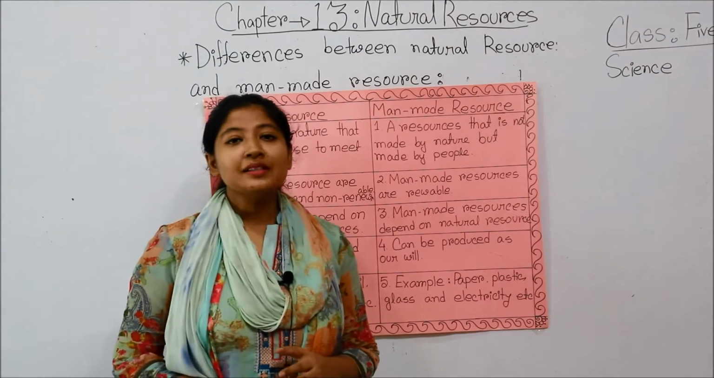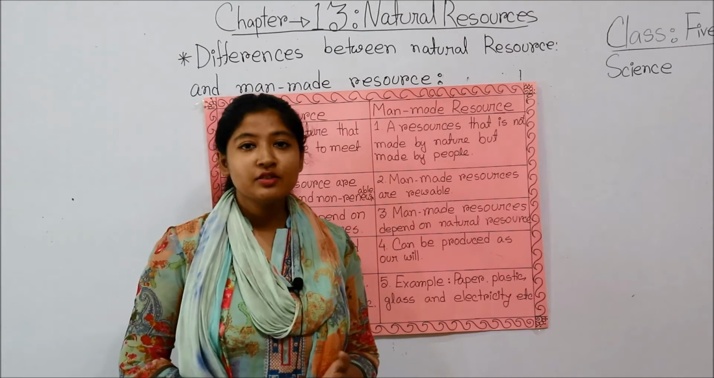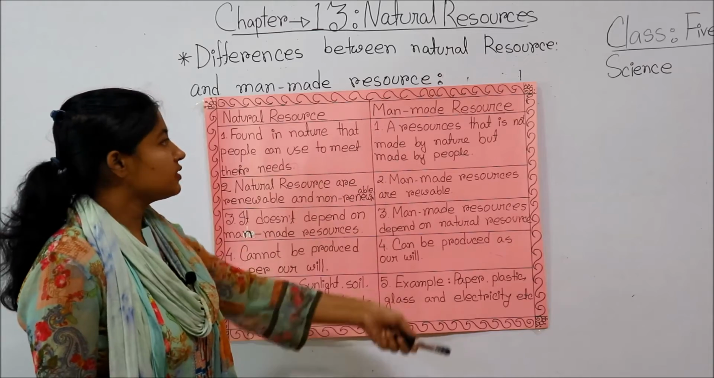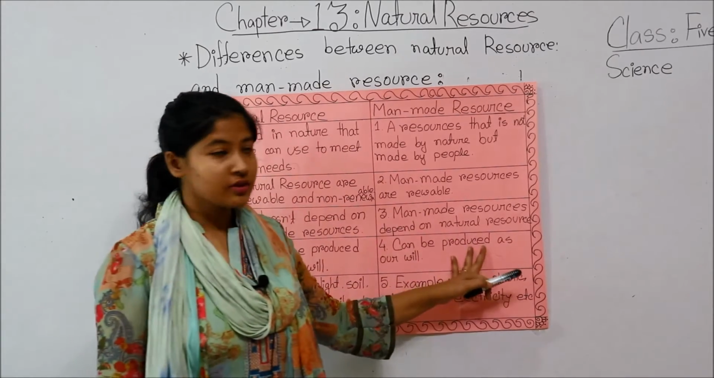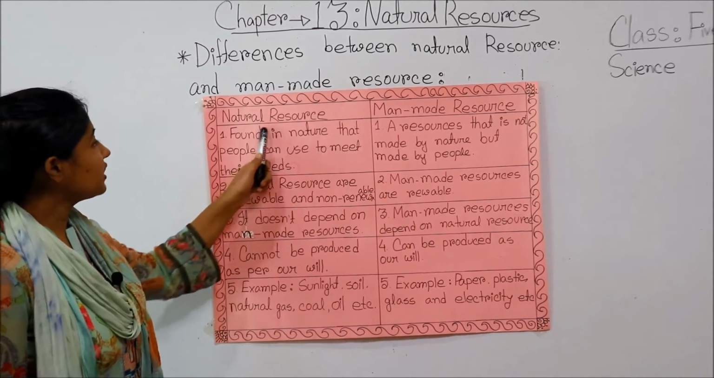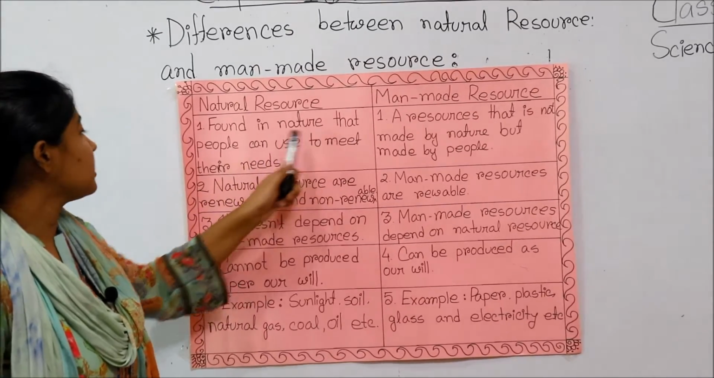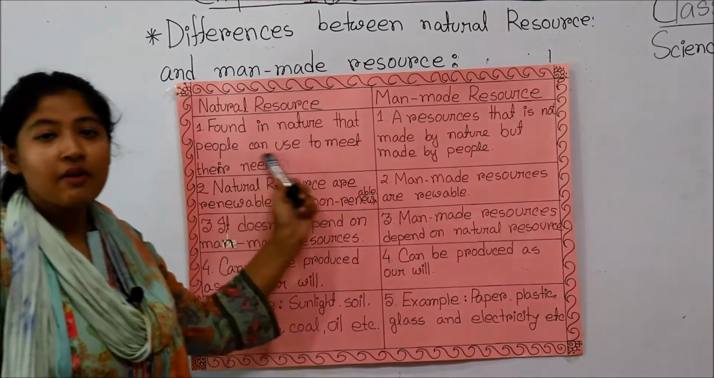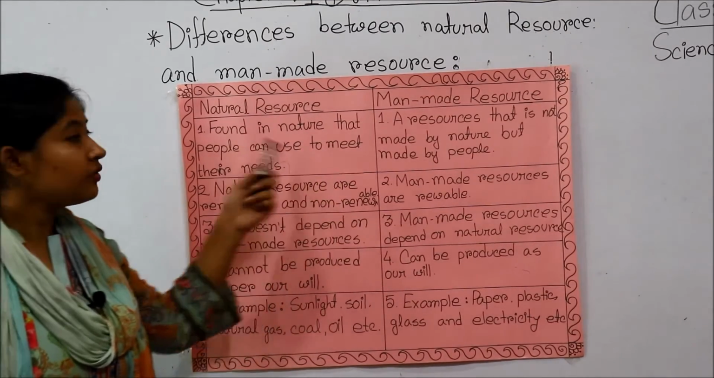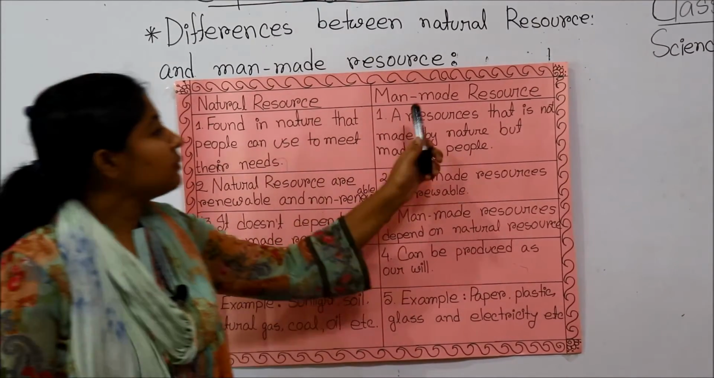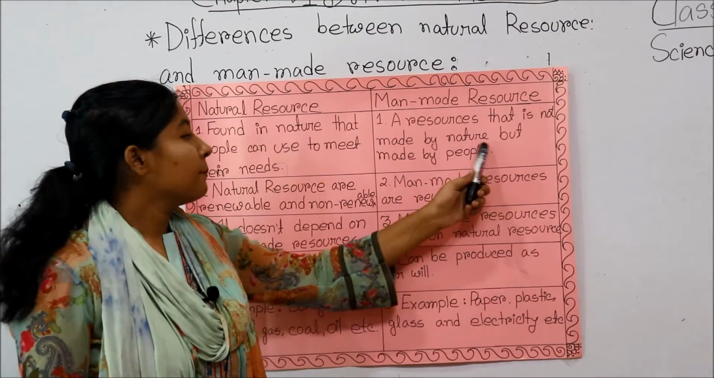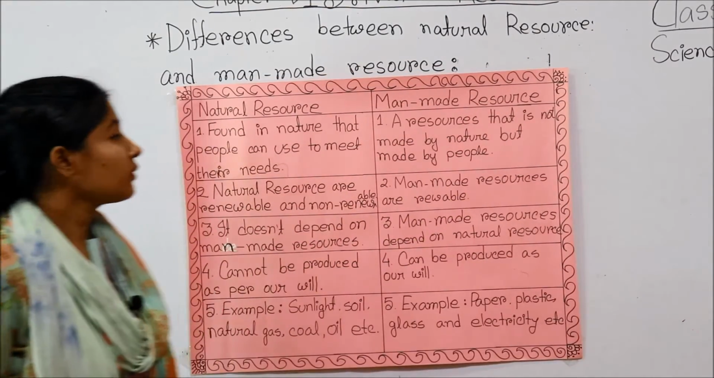Our next topic is differences between natural resources and man-made resources. Here we have some differences between these two types of resources. First one is, natural resource is found in nature that people can use to meet their needs. This is also our definition of natural resources. Man-made resources are not made by nature but made by people.